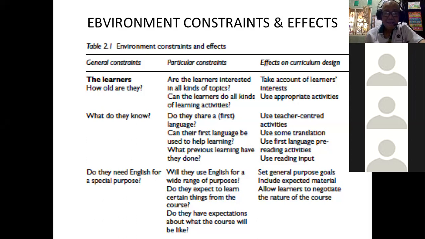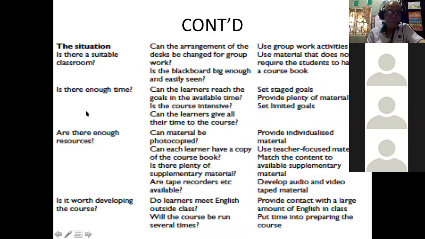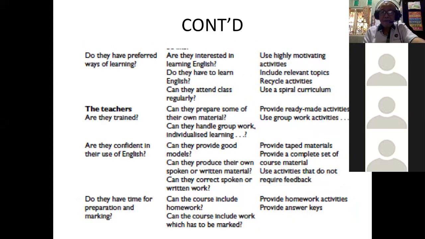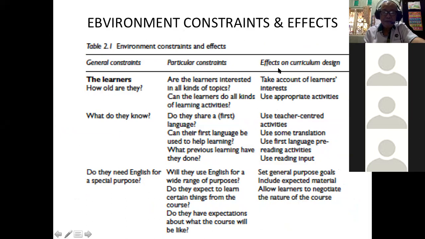And in the teacher factor, you may also choose at least two. And in the situation, you may also choose two. The constraint might be the same, or probably you can identify more specific constraints. These are only examples. And then you try to identify what might be the effects of this constraint on the curriculum that you intend to design, and what might be the appropriate activities to deal with the constraint. Is it clear?